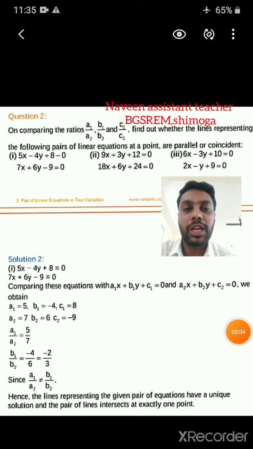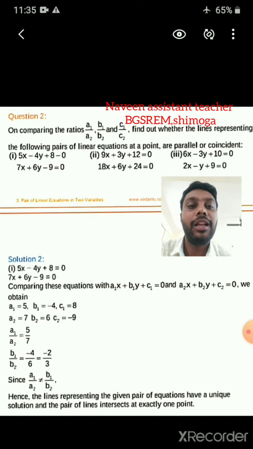Then we move on to question number 2. On comparing the ratios a1/a2, b1/b2, c1/c2, find out whether the lines representing the following pair of linear equations intersect at a point, are parallel, or are coincident. The first one: 5x - 4y + 8 = 0 and 7x + 6y - 9 = 0. The solution will be like this.